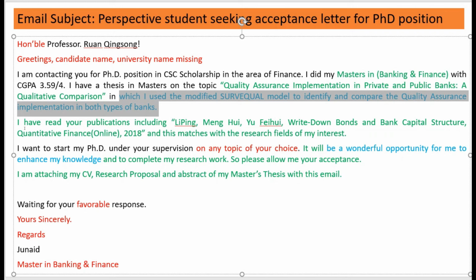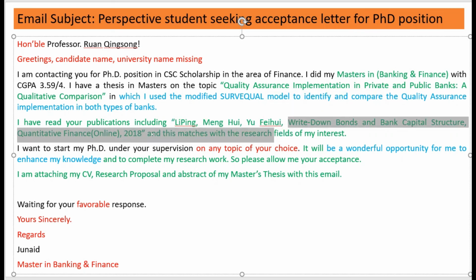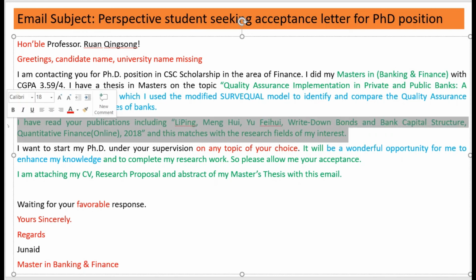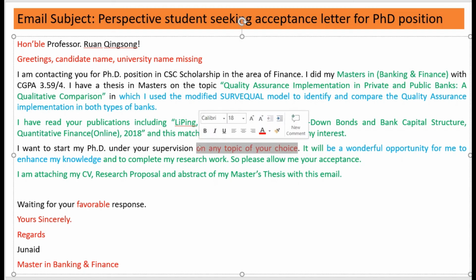Another line that is most important and would be useful: I have read your publications, including this one, by Leaping, Meng Hui, and Feihui, this is the title, and this is where it is published. And this matches the research of my field of interest. This is the line which is most important and you should mention. Another thing, I want to start my PhD under your supervision on any topic of your choice. Maybe this should not be written. You are not required to mention it right now.